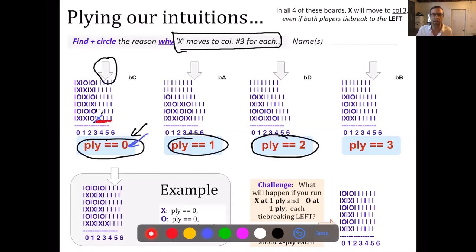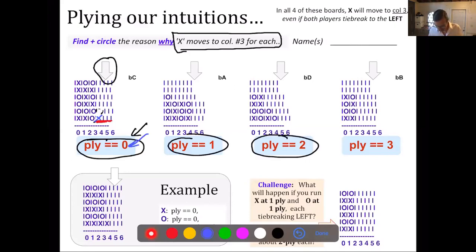I'm trying to clarify what you're supposed to do on this slide here. Do you see why column three is the right move to make if you're not looking any moves ahead? You're only looking for a win. You don't see a win, so you move in the leftmost column, which in this case is column three. So that's why the computer would move to column three, in this case, only looking zero moves ahead.